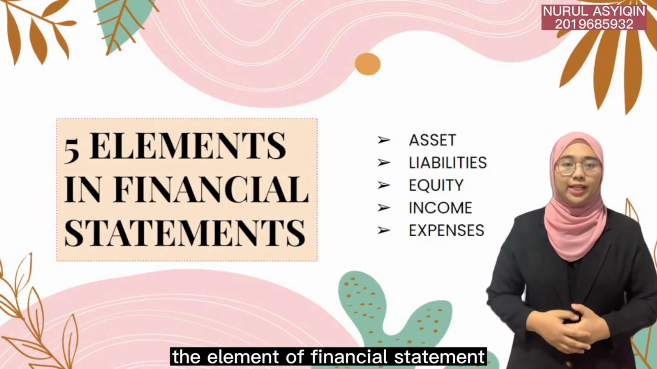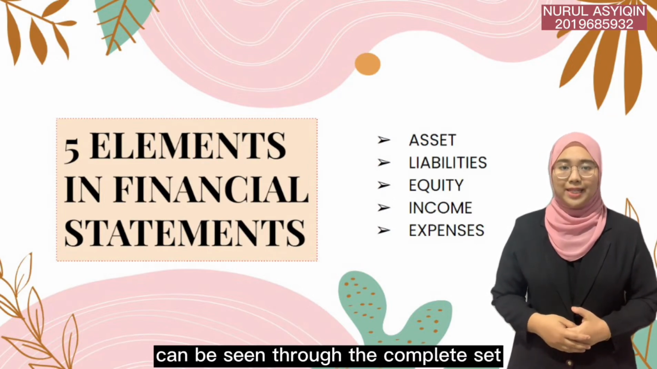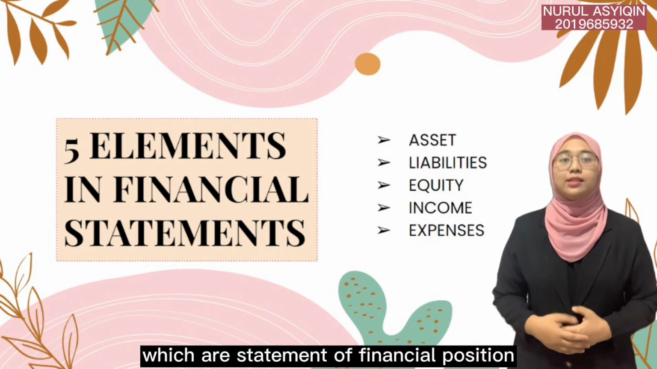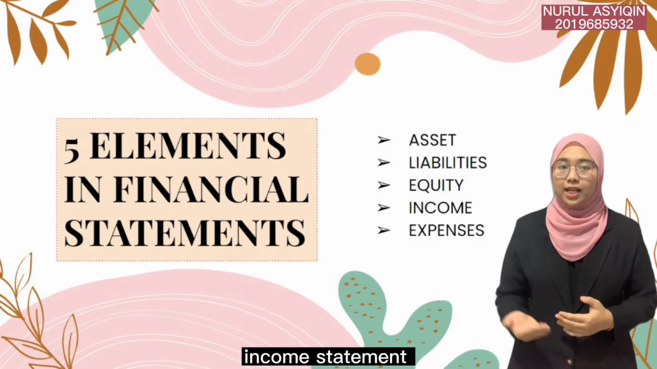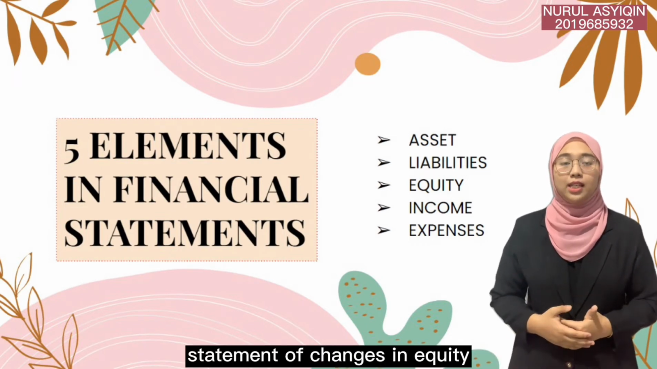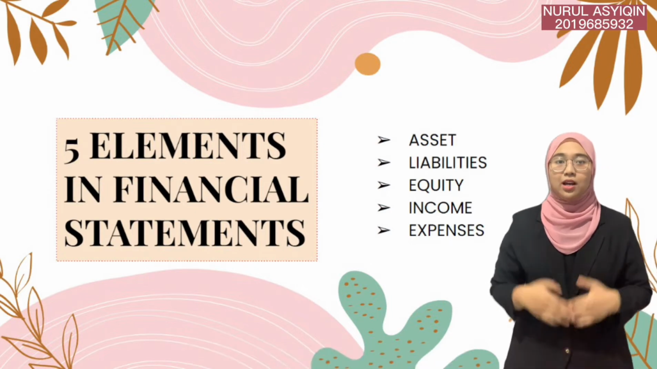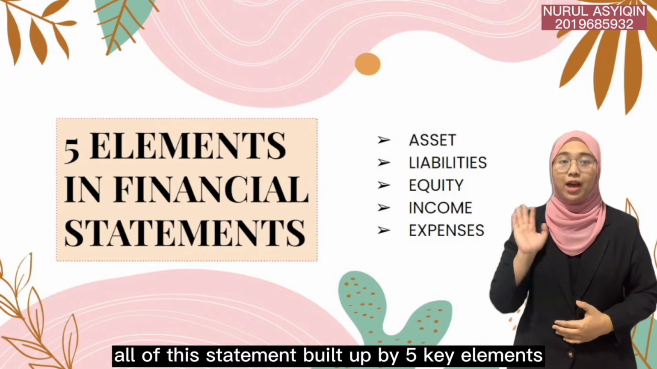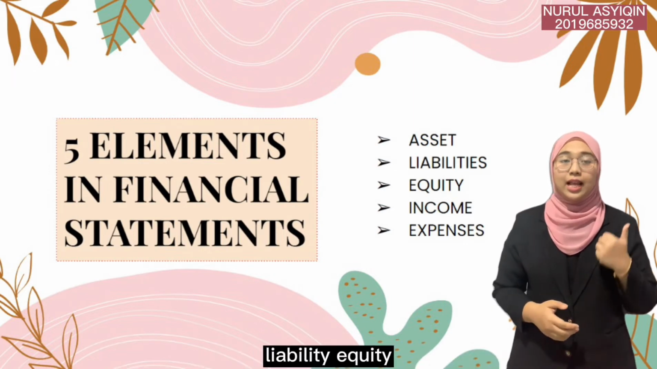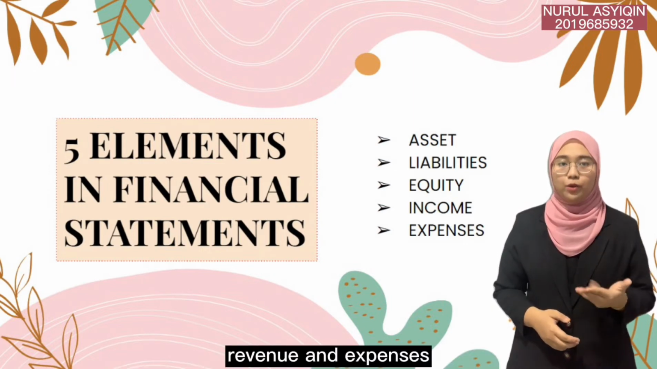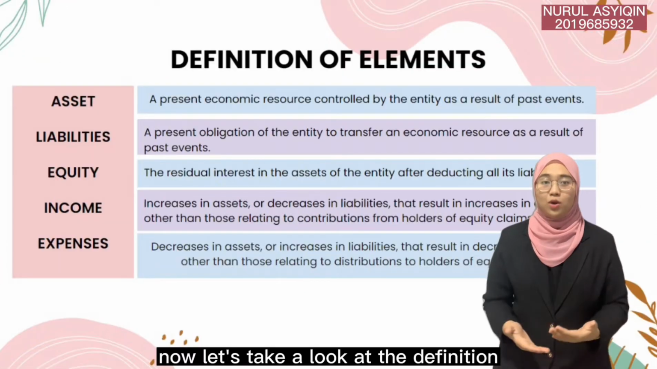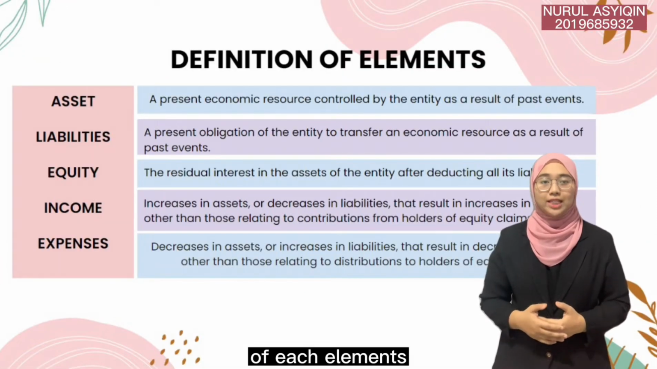The elements of financial statements can be seen through the complete set of financial statements, which are the statement of financial position, income statement, statement of changes in equity, statement of cash flows, and notes to financial statements. All of these statements are built up by 5 key elements, which are asset, liability, equity, revenue, and expenses. Now, let's take a look at the definition of each element.